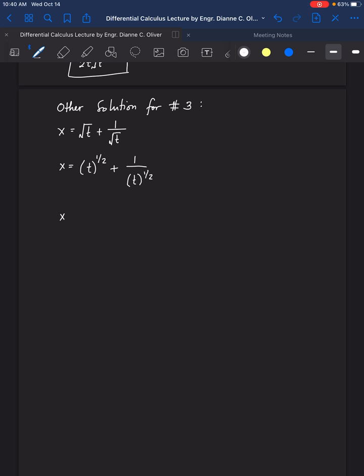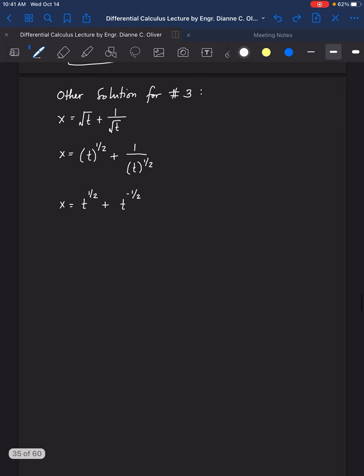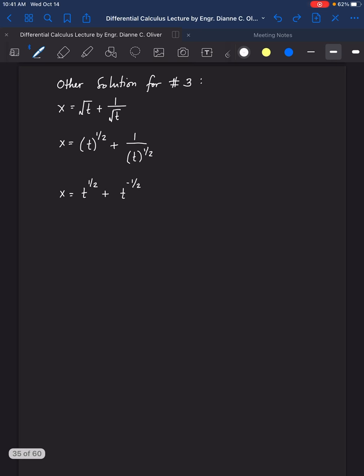To remove the quotient part, so this is t raised to 1/2. For this part, it's just simply t raised to negative 1/2. Right? Still the same. So we just converted the exponent into negative. Now we will be able to derive this using the derivative of exponents.